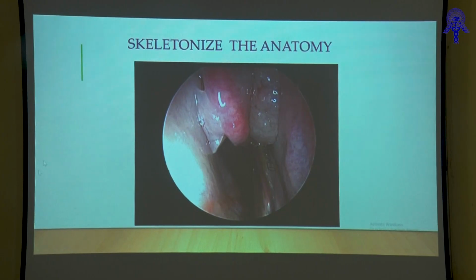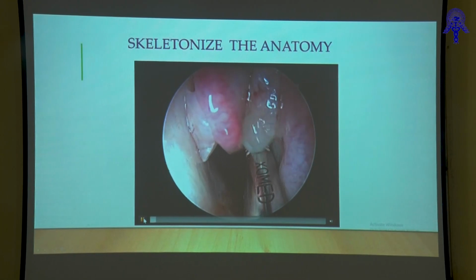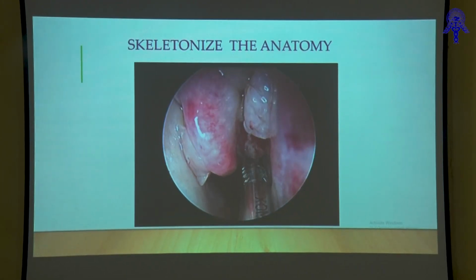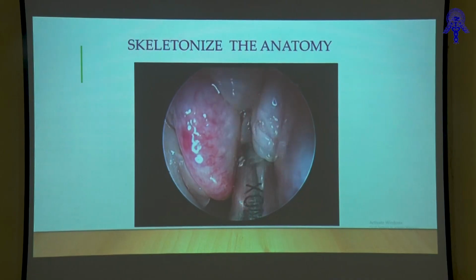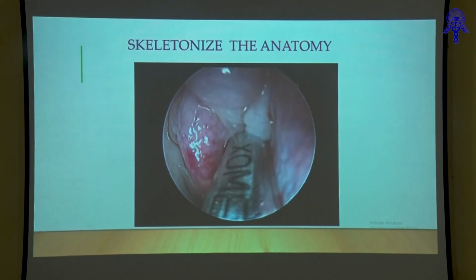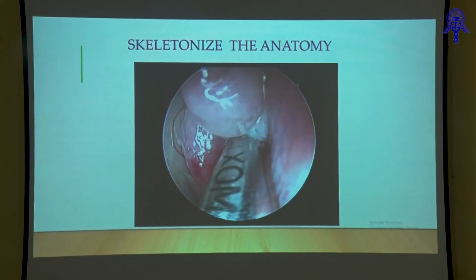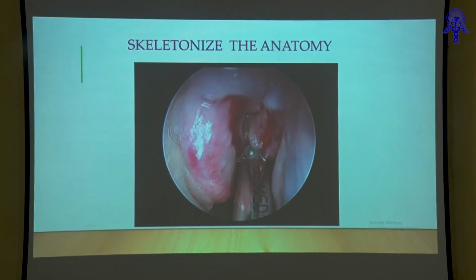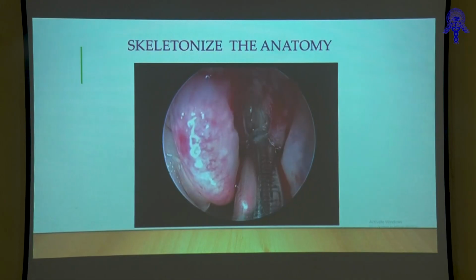The next step, when you have a very severe disease, again you have to skeletonize by removing the polyps. I am just quickly going through because these are asked in the examination. How do you do an uncinectomy? What is the landmark? If you have polyps obscuring your view of the anatomy, then you remove the polyps, taking care not to disturb the anatomy.